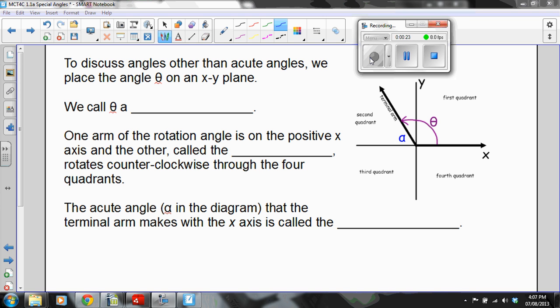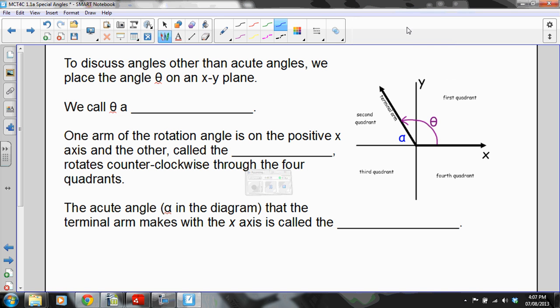And how we're going to do this, actually, we're going to place this angle, a rotation angle, on an XY grid. So to discuss angles other than acute angles, we place the angle theta on an XY plane. We call theta, and I let the cat out of the bag there a little bit, a rotation angle.